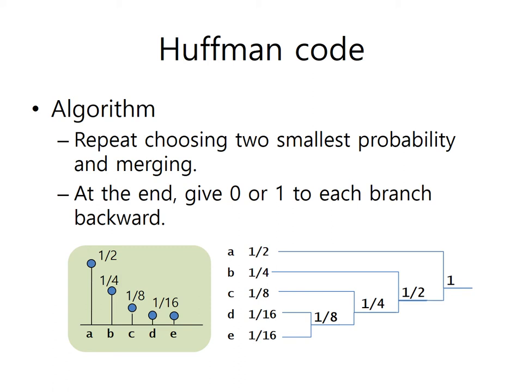So if it becomes one case, then we go backward and put 0 and 1 at each branch. As a result, the code word of A becomes 0, the code word for B becomes 10, the code word for C becomes 110, and the code word for E becomes 1111.